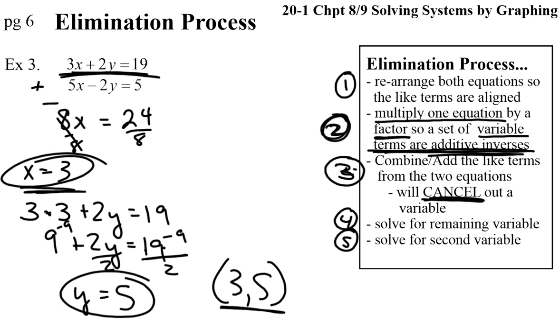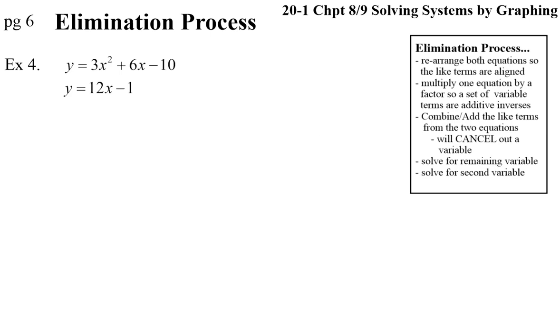It's all about getting rid of one of your variable terms. So now we have a quadratic linear system. So the quad linear system, same idea. We need to eliminate. First of all, though, do I have both equations so that everything's aligned? Well, my y's are aligned, but now I have x squared, x, constant. I don't have that. So my y equals 12x minus 1.